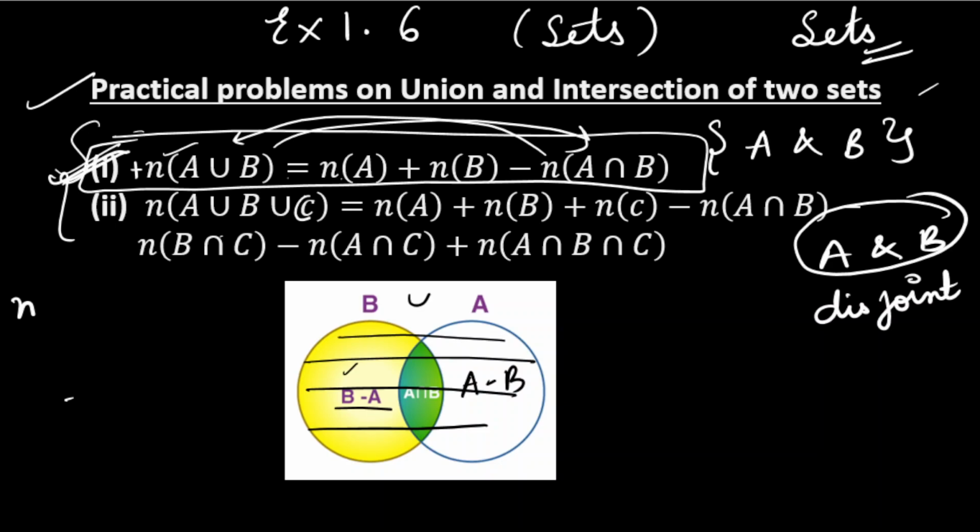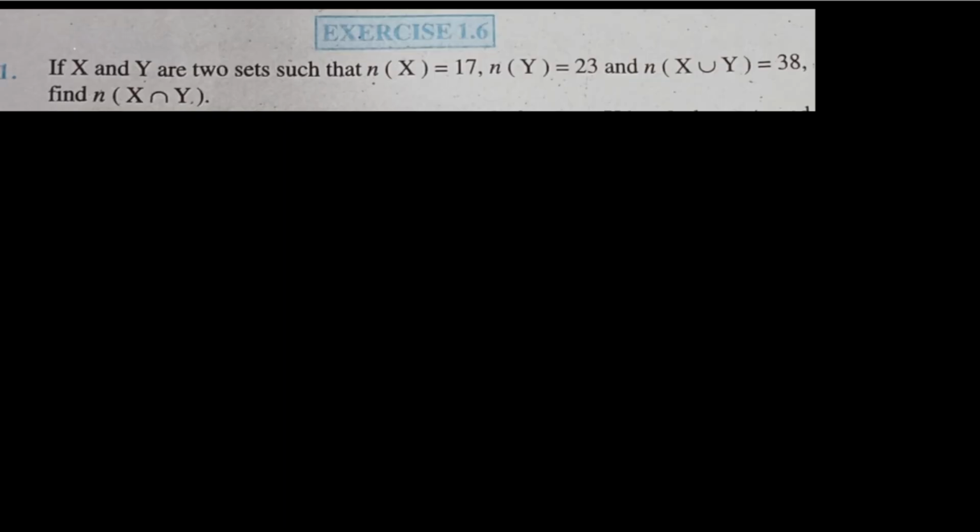So now we can start the exercise. Let's do the first question of the exercise. See, the first question is very simple. Directly with the help of a formula we will do it. So what is given to us? X and Y are two sets. Number of elements of X is 17. Number of elements of Y is 23. And number of elements of X union Y is 38.